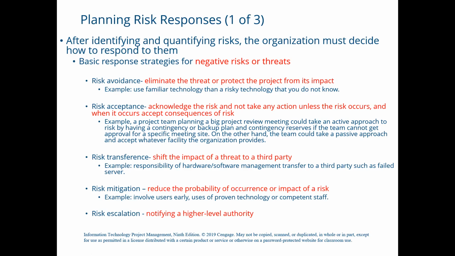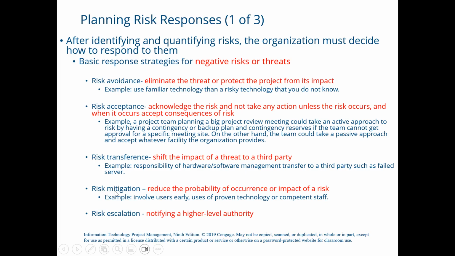The next is risk transference, which means shifting the impact of a threat to a third party. For example, the responsibility of hardware or software management, such as a failed server, is transferred to a third party. So you should focus on the core processes of your project, and the risk is transferred to the other party.